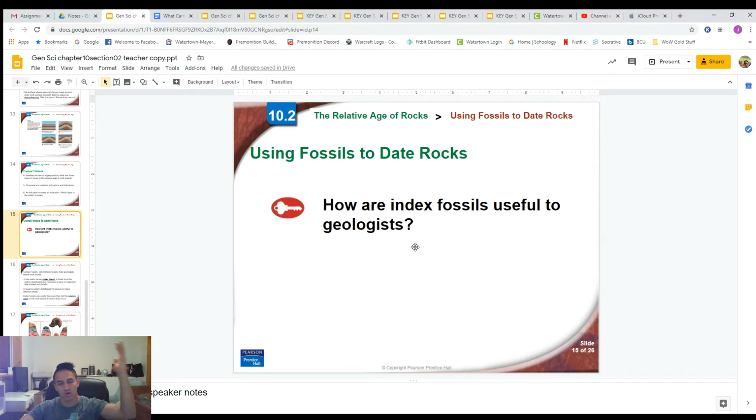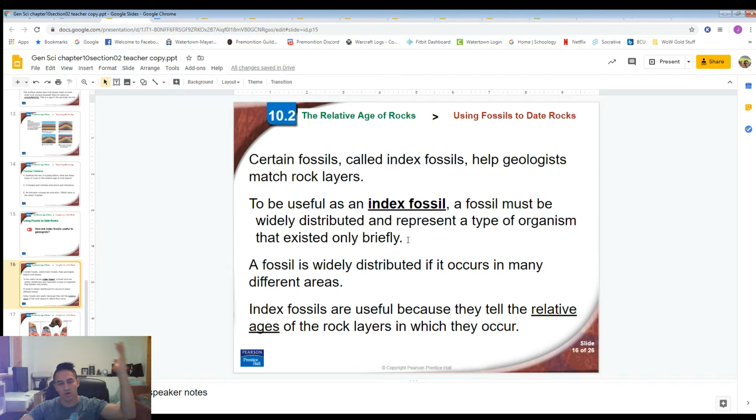All right, last thing here we're going to talk about are fossils and how we can use those to find and date rocks. So certain fossils we call index fossils are very helpful in matching rock layers. So an index fossil is basically a fossil where the organism is going to be widely distributed, but it only existed for a relatively brief amount of time. Okay? So an index fossil, again, is a fossil where you can find it in multiple layers, but the fossil itself of that organism was only around for a very short period of time.